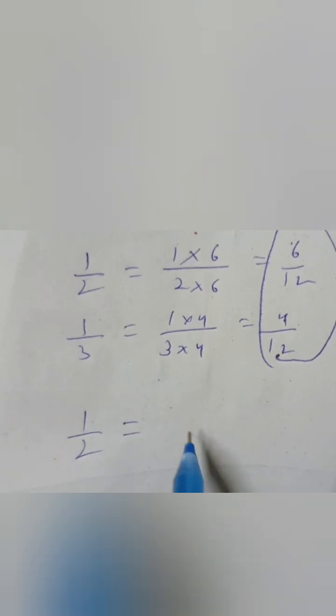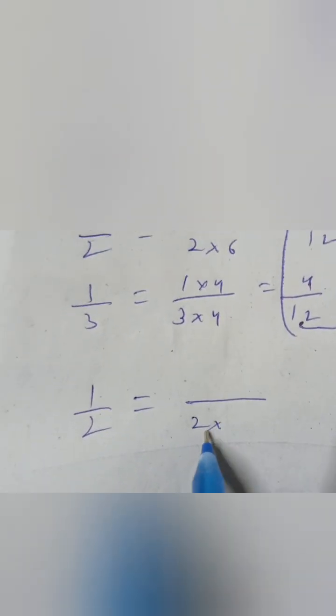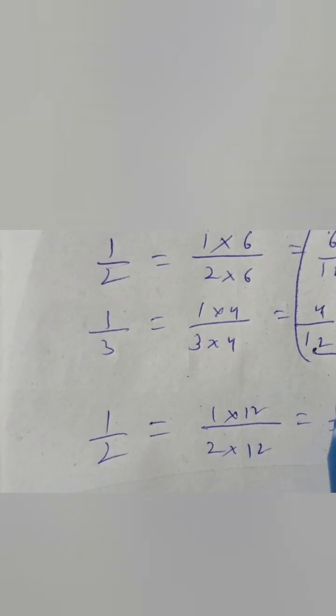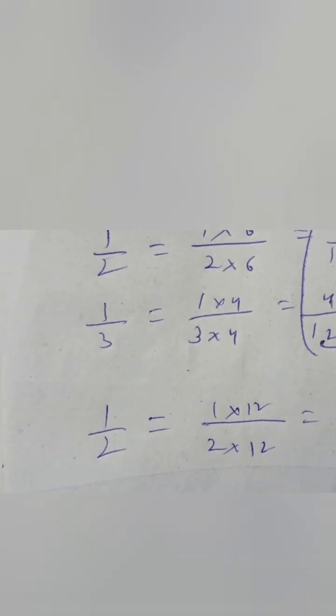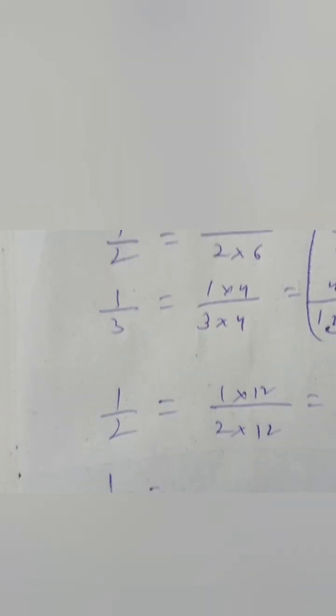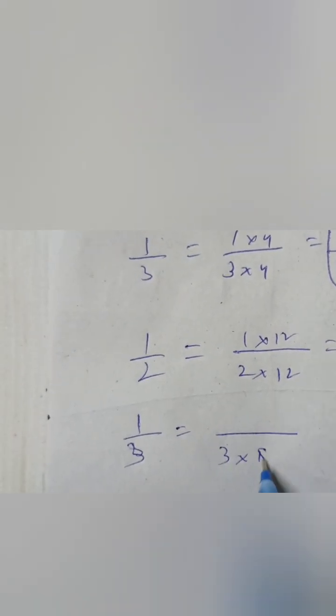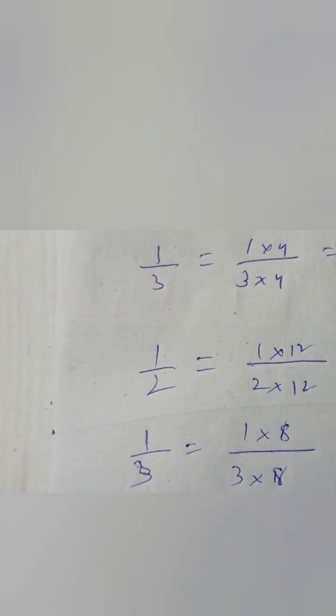1 by 2 can be written as 2 into 12 in order to make it 24 as the denominator. So I will be writing 12 by 24. Then 1 by 3, how will it be written? 3 into 8, so that I will be getting 24. 1 into 8, 8 by 24.